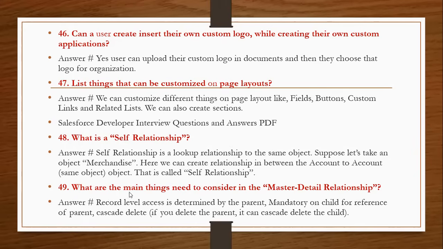Next question: what are the main things to consider in the master-detail relationship? Record level access is determined by the parent, mandatory on the child, and a reference to the parent. Cascade delete: if you delete the parent, it can cascade delete the children.